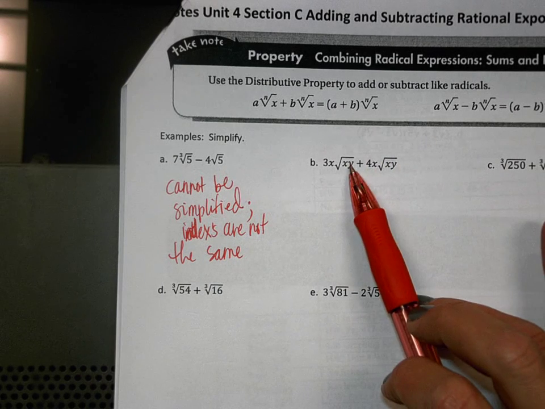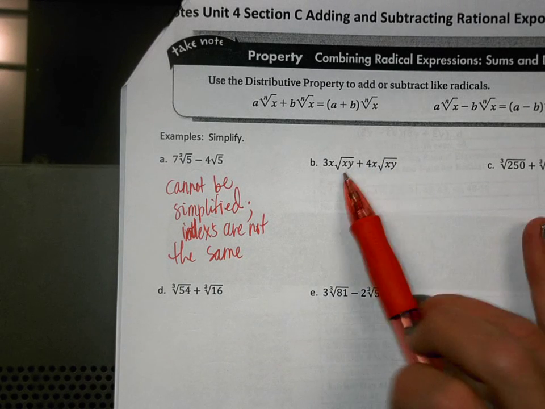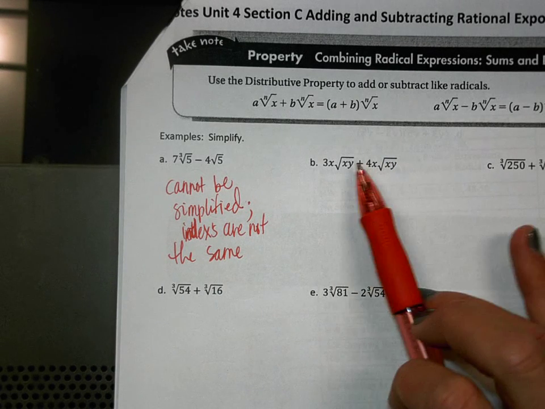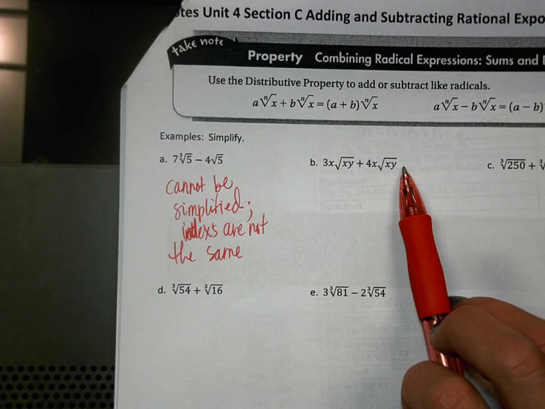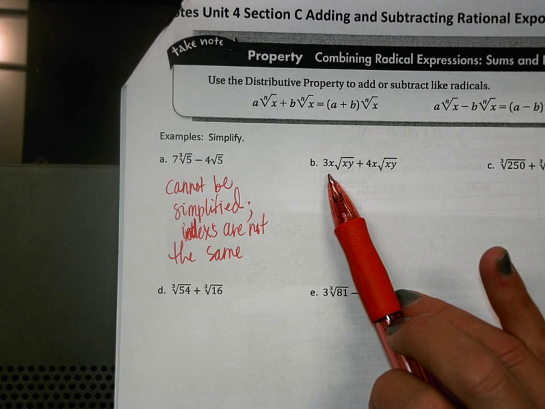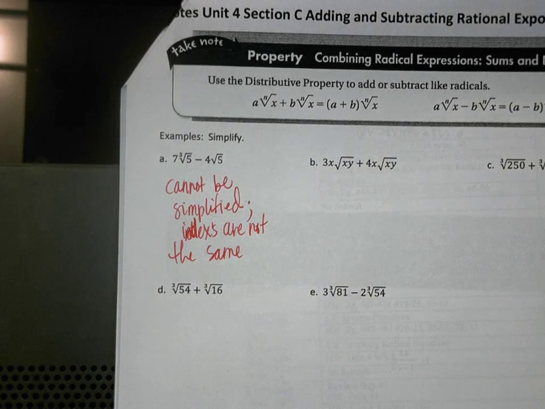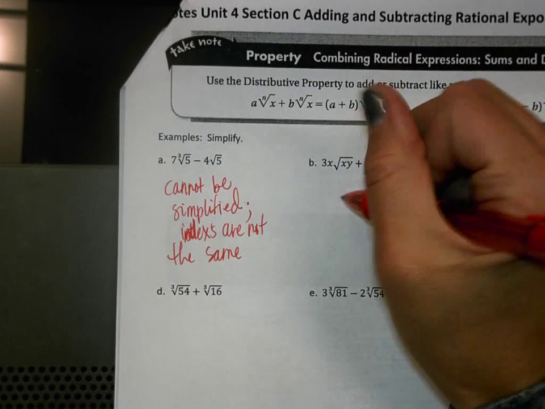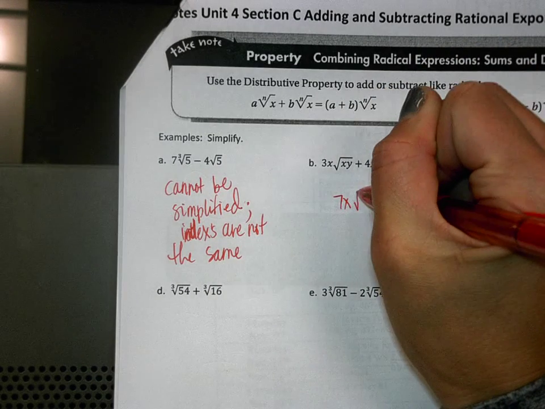Now, also when you're adding roots, the insides need to be the same as well in order to add them. And so in this case, see how they're both the square root of xy? So we can add the outsides. Can you add 3x plus 4x together? Yeah. So it's just 7x, and then you keep the same root.